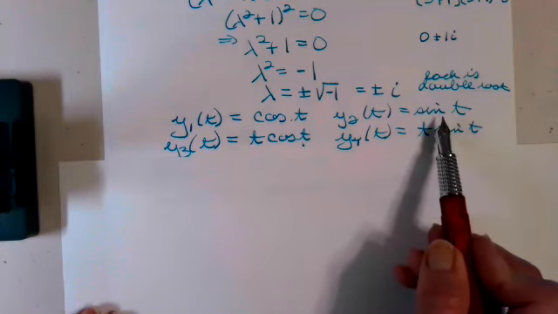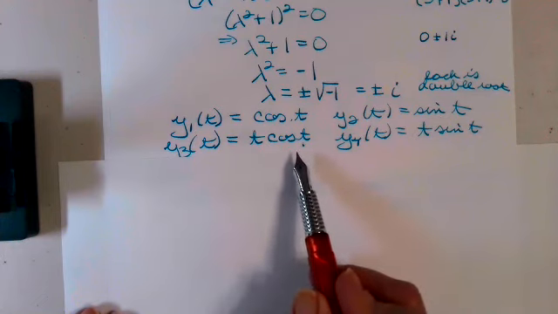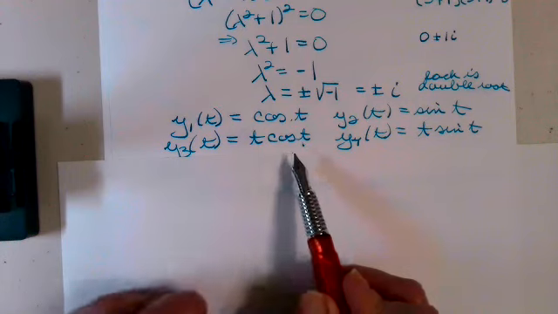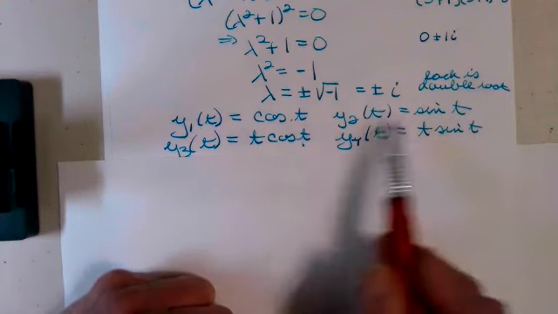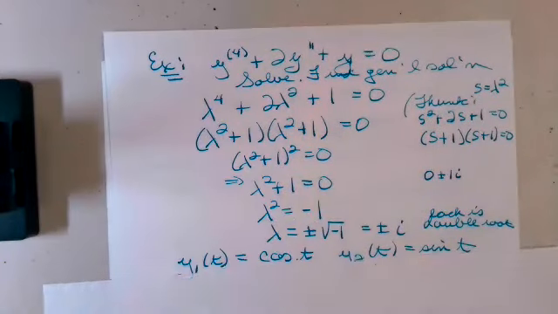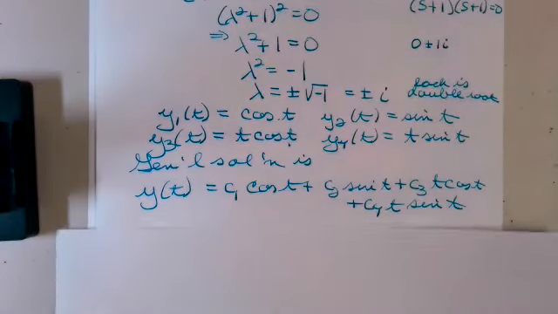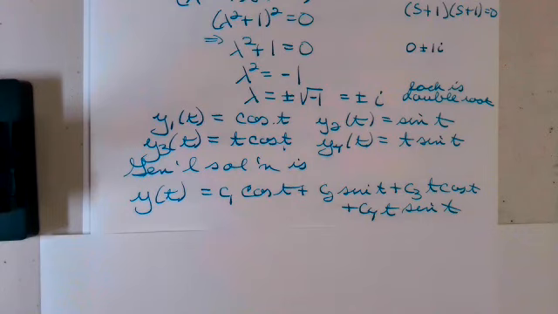But it was a double root. So now we get t times that function, just like we did in the second order case when you had a double root, t times cosine and t times sine. Now these are our 4 linearly independent solutions for the fourth order equation that we started with up here. So the general solution is a linear combination of those four functions. Okay, all right, so that one's not too bad.